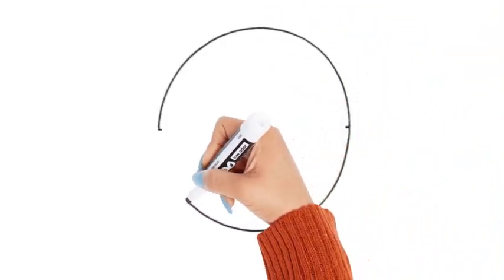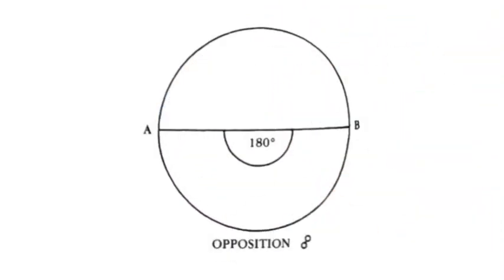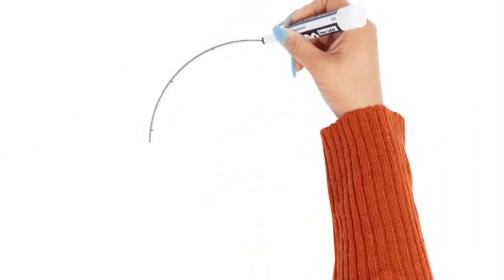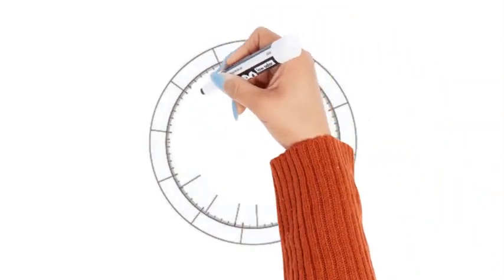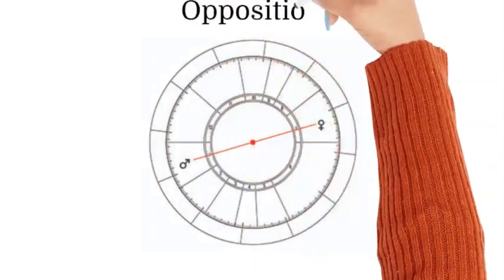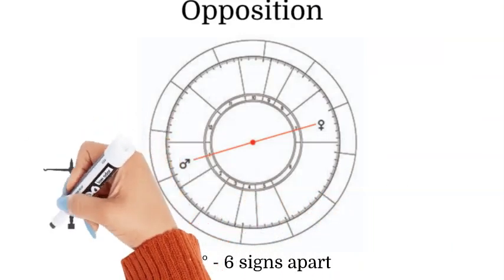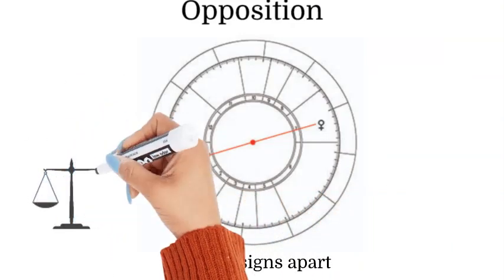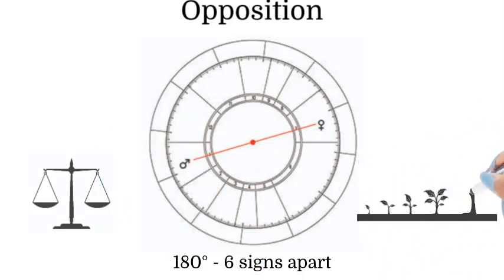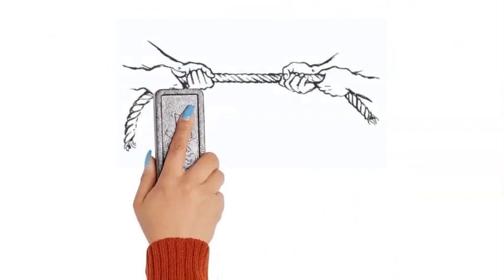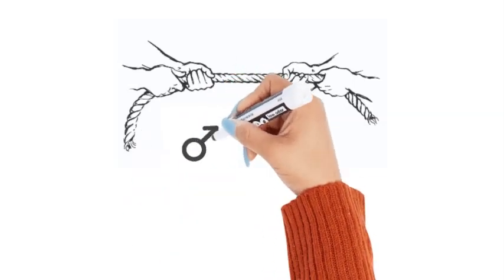An opposition in astrology happens when two planets are 180 degrees apart, or 6 signs. Oppositions are planets that are opposite each other in astrology. Oppositions create tension or friction that needs to be balanced. They are considered a negative aspect. However, they do help us to grow, evolve, and mature. Oppositions create a tug of war internally.